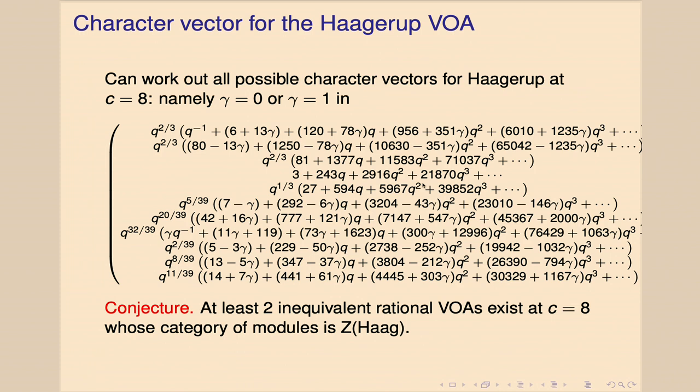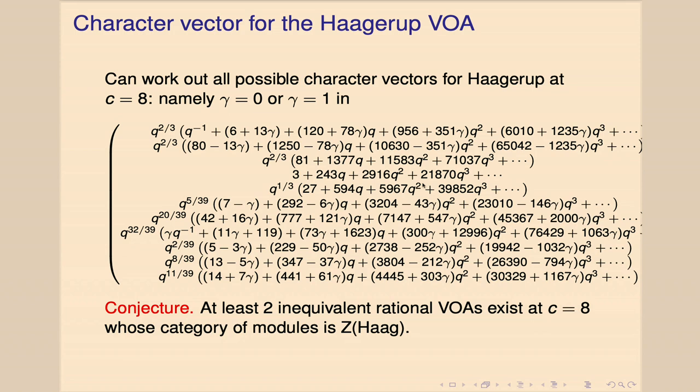So the most important number here is probably, the first row is the graded dimension of the VOA itself. And so it starts with a q to the minus 1 because there's only one, so V naught equals C times the vacuum, or C times 1. So that's that first coefficient. That's a boring coefficient.